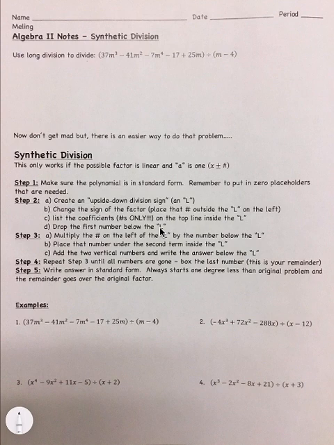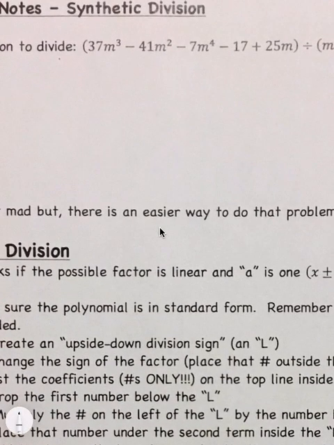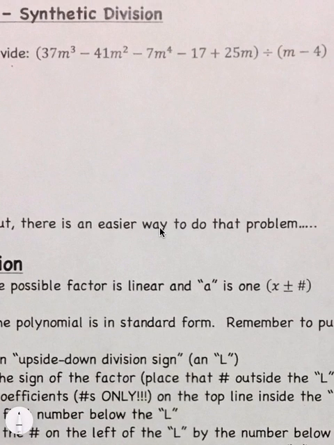We're going to learn synthetic division in this lesson, but first we're going to go over long division again, just to make sure we're on top of things. So if you were struggling with the long division, we're going to do it again right here. 37m cubed minus 41m squared minus 7m to the fourth minus 17 plus 25m divided by m minus 4. So we're going to set that up and let you watch us do it.